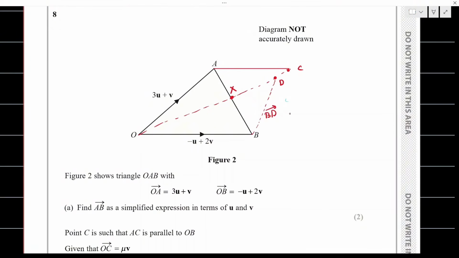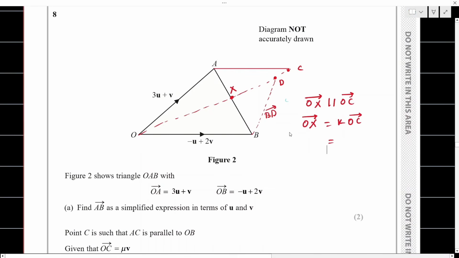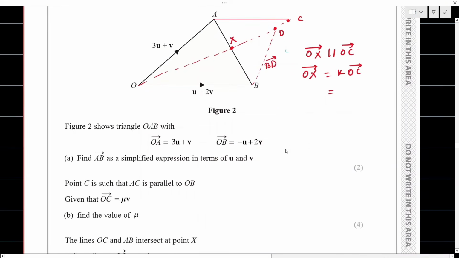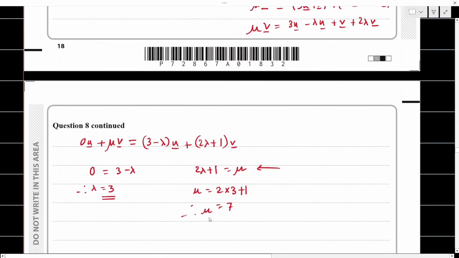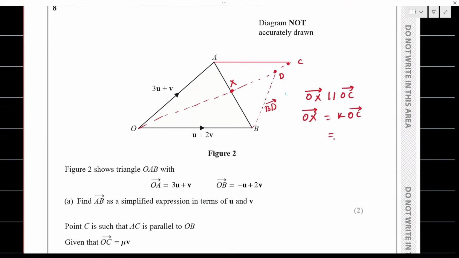Now in order to find an expression for BD, I will have to first find an expression for OX. I can see from the diagram itself that OX lies on OC. That's why OX is parallel to OC. So I can express OX as k OC, a constant times OC. I already know from our part B that OC will be equal to mu V. So mu is 7, so OC will be equal to 7V. So our OX is equal to 7kV vector.